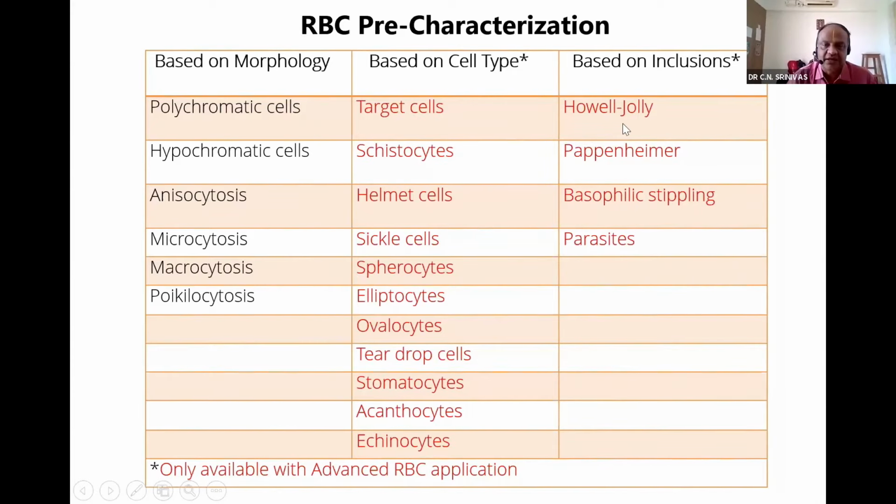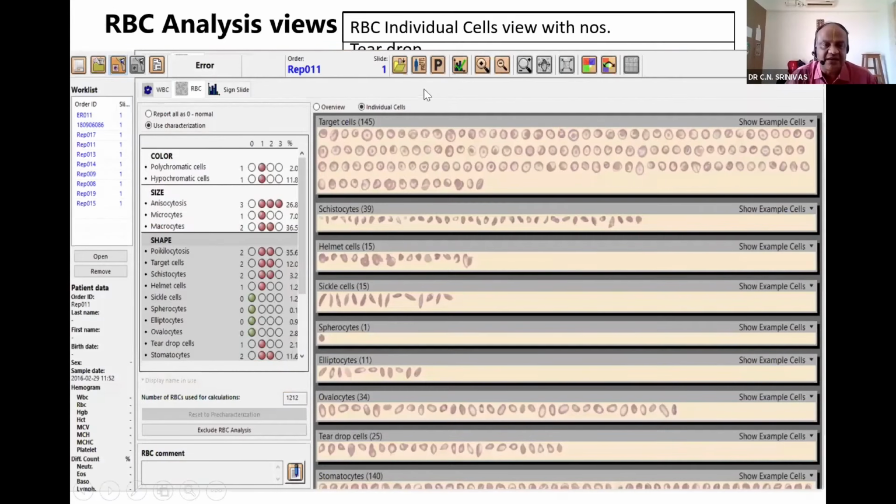target cells. You have inclusions like Howell-Jolly bodies, Pappenheimer bodies, basophilic stippling, and the parasites, especially malaria or babesiosis itself. One of the greatest advantages of digital imaging for the RBCs is that it gives you a beautiful classification based upon the ISLH guidelines itself. So it gives you the percentage over here, 0, 1, 2, 3 on your left-hand side.